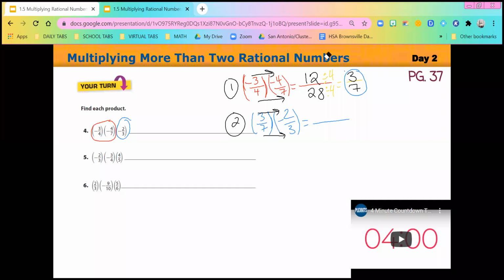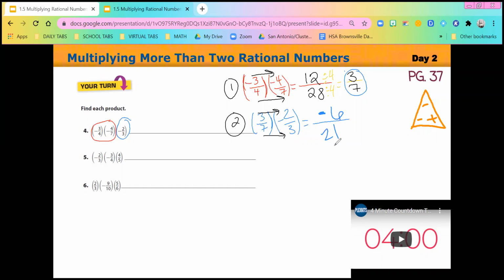Remember the little Dorito chip that we learned? So negative, negative, positive. Awesome. So positive times negative, we're left with a negative answer. And now 3 times 2 gives us 6. 7 times 3 gives us 21.